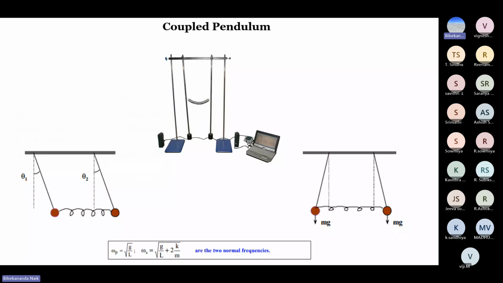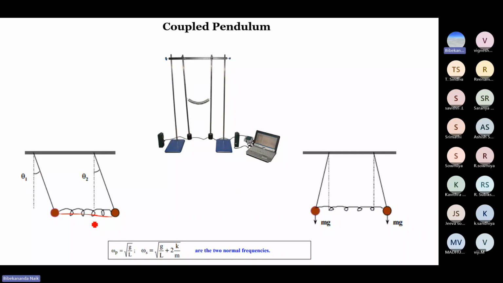Now the coupled pendulum. In the case of a coupled pendulum, what happens? There are two pendulums which are coupled by means of a spring. So this is a spring-mass system. There are two pendulums, so this is theta 1 and theta 2. Since there is a spring, it will compress and extend, so theta 1 and theta 2 will be different. But in the case of a simple pendulum, there is only one theta.